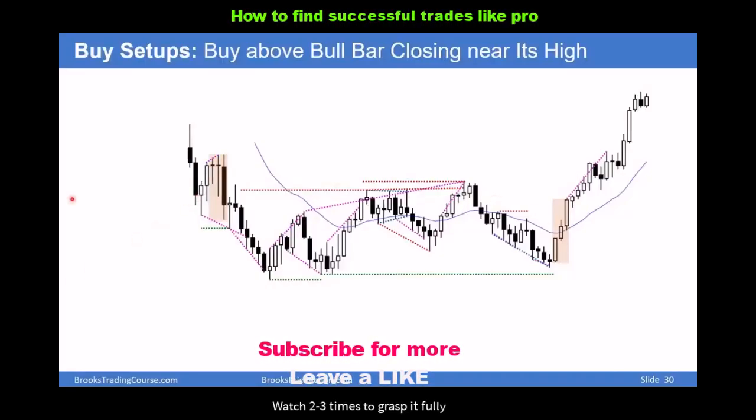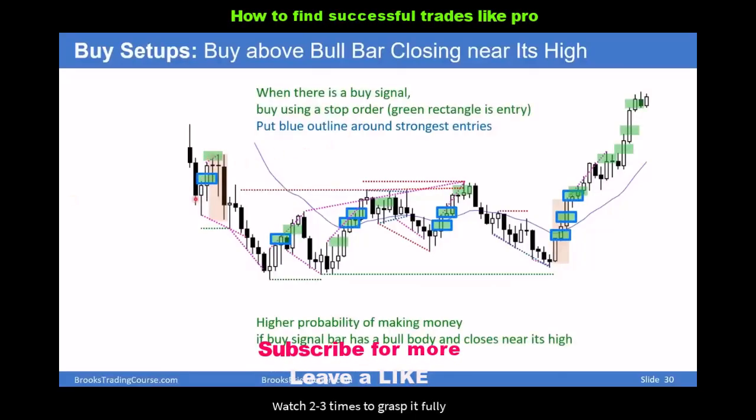Next, I'm looking for entries. If I'm looking to buy, I want to buy above a bull bar, preferably one that is closing near its high. If I'm looking to sell, I want to sell below a bear bar, preferably one that's closing near its low. Theoretically, if we have consecutive bull bars here, it's reasonable to take that buy. However, it turned out to be a failure, and I would get out either below this outside bar or certainly below that, because at this point, there's a sell.